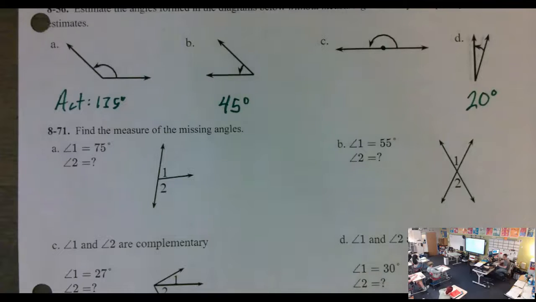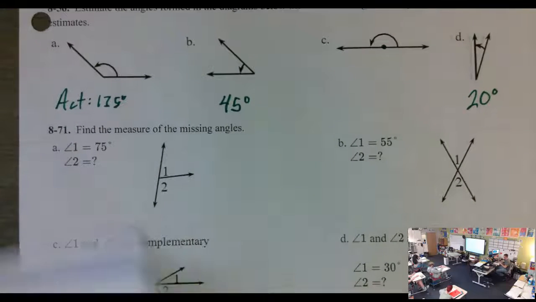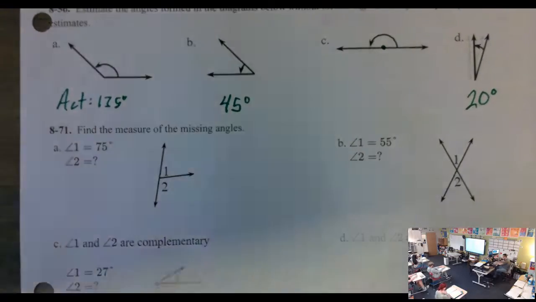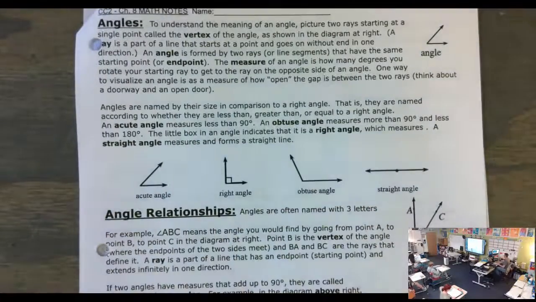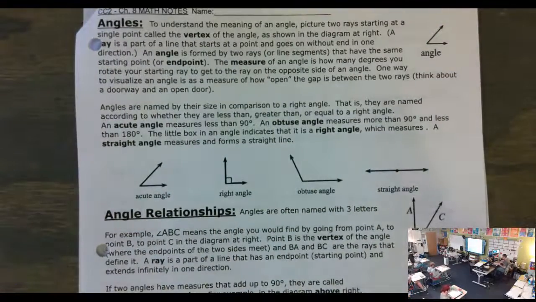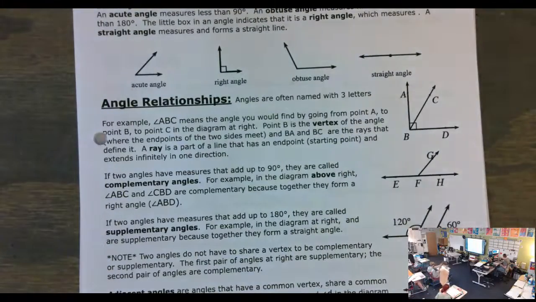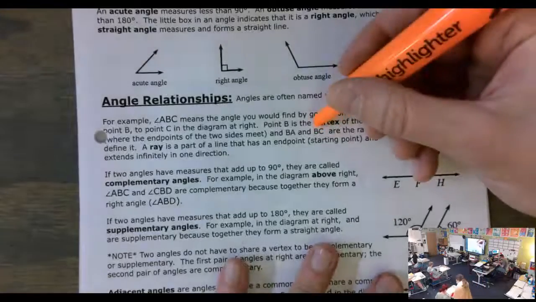There are special angle relationships that I gave you in your notes packet. This should be out, but if you put it away, pull it out and get the angles page. So here are all your types of angles that we just talked about. We do not need to read through that top part. What we do need to highlight and make notes of is some important vocab, the vertex.